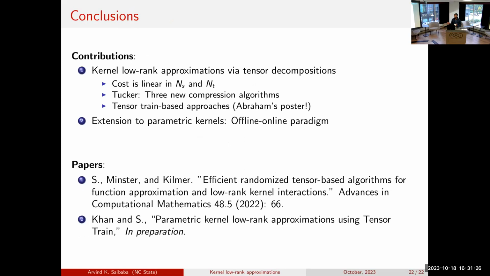So with that, we have this, I think, fairly new way of looking at kernel low rank approximations through the lens of tensors, and perhaps more matrix problems can be looked at as tensors. This is one of them. Our cost is linear. The details are in the types of tensor decompositions we use. We developed these randomized algorithms for Tucker, which I believe could be used for many other problems, not just kernel low rank approximation. So with that, I'm happy.